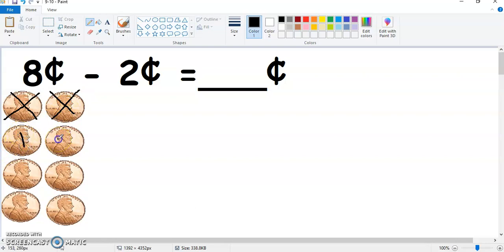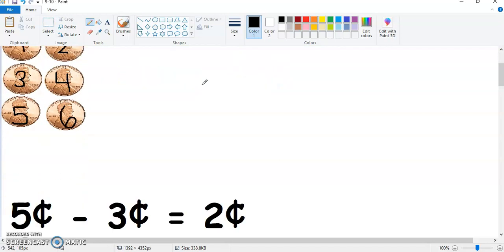1, 2, 3, 4, 5, 6. There are 6 cents left over. So we would say 8 in all, take away 2, we took away 2, equals 6 cents left over. So we know that 8 cents take away 2 cents equals 6 cents.